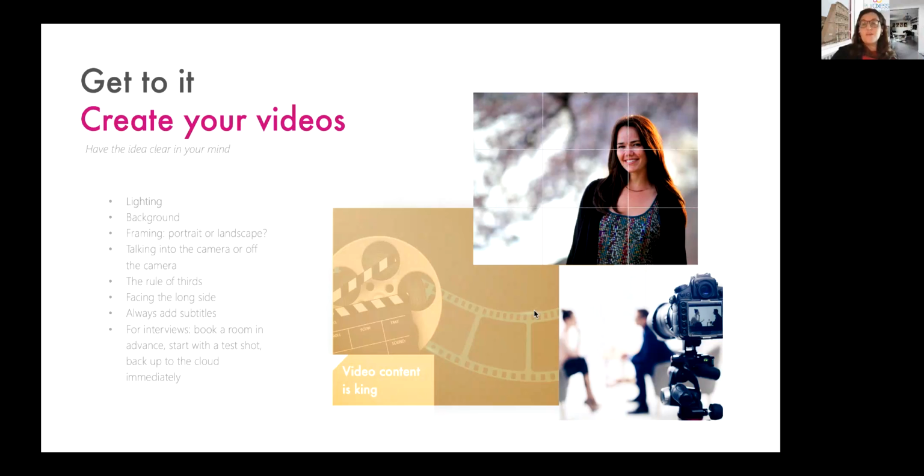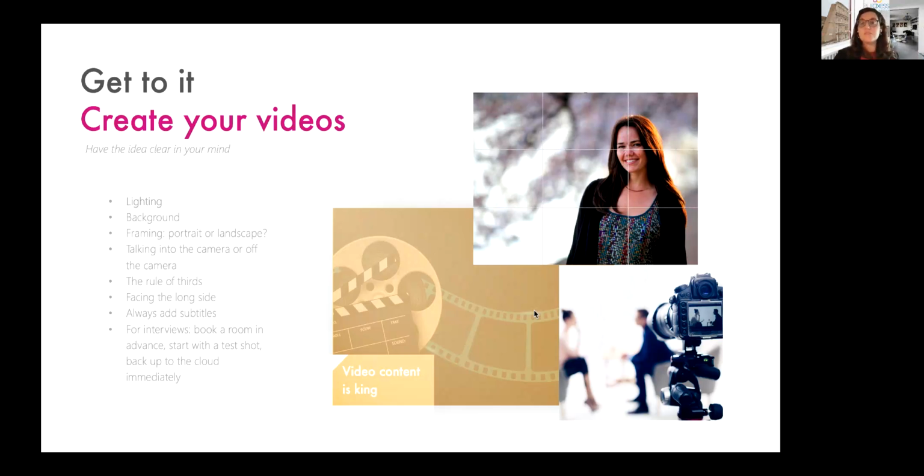Then I should mention the rule of thirds. What is that about? You can see my slide, this picture with this lady, and there's a grid on the picture. This grid is something that is very easy to have on your phone. You just need to go to the settings, and you can set it so that whenever you take a picture or a video, you have this grid. What's the meaning of having this grid?